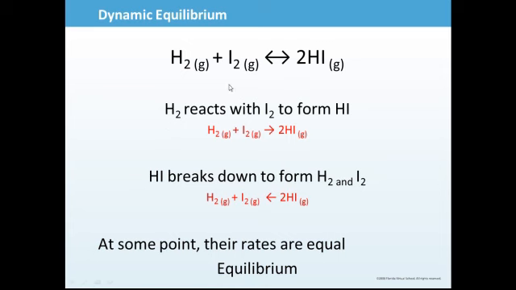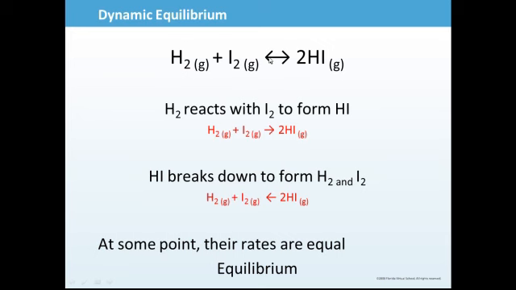I have an example here. Hydrogen gas reacting with iodine gas to form 2 moles of hydrogen iodide. Now we can write this reaction separately. We can do hydrogen reacts with iodine to form hydrogen iodide, and then hydrogen iodide breaks down to form hydrogen and iodine. So when you look at this, we have the forward reaction and then we have this reverse reaction. And when they're both happening at the same time and at the same rate, that's where we get this double arrow from.